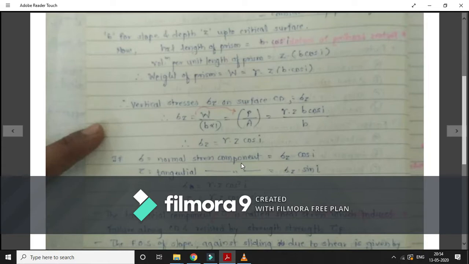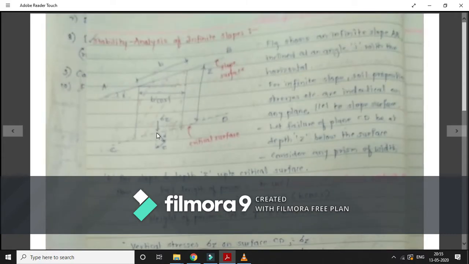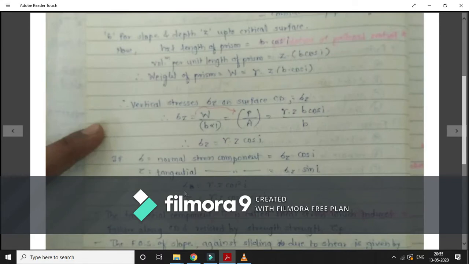Sigma is the normal stress component, sigma Z cos i, and tau is the tangential stress component, sigma Z sin i. I can see here this is the result: this is perpendicular to the surface and this is parallel to the surface CD. So sigma equals gamma Z cos square i. Now I am getting the sigma value: sigma Z, I can put gamma Z cos i multiplied by cos i, so this becomes cos square i. And sigma Z sin i is the tangential component, so tau is equal to gamma Z cos i multiplied by sin i.